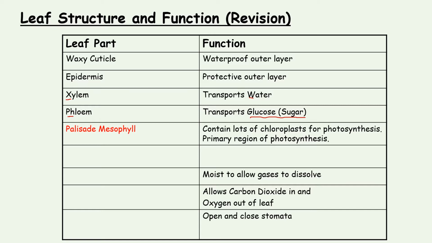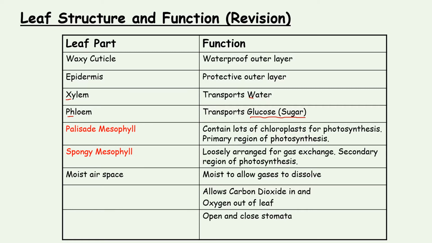The other layer that you need to know for photosynthesis is the spongy mesophyll layer. Now, the spongy mesophyll layer is loosely arranged for gas exchange, and that's why it's sort of circular in shape, and it is the secondary region of photosynthesis, so it also contains some chloroplasts.